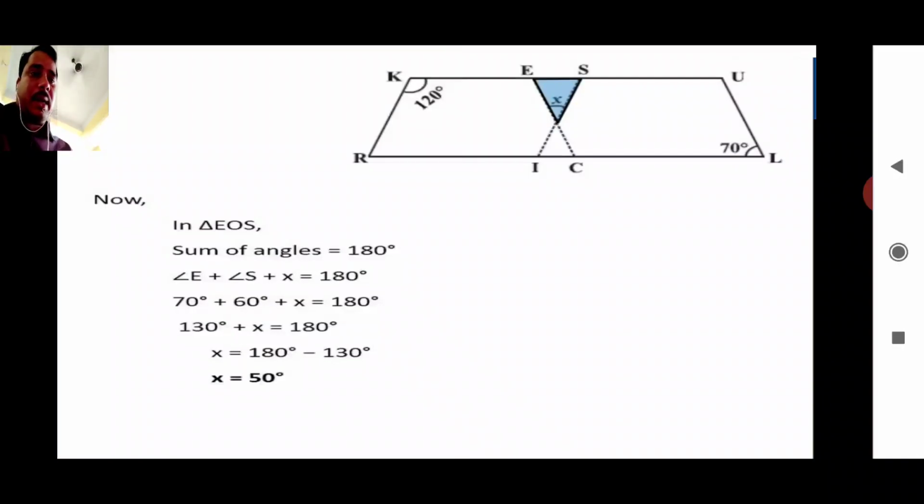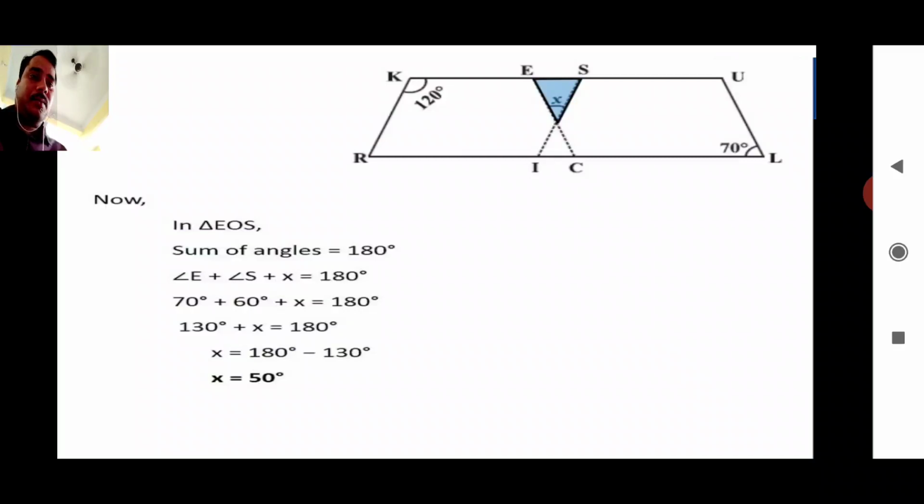Now in triangle ESO, sum of angles equal to 180. Angle E plus S plus X equal to 180. What is the value of angle E? 70. Value of angle S equal to 60, plus X equal to 180. 130 plus X equal to 180. So hence X equal to 180 minus 130. You get X equal to 50 degrees.